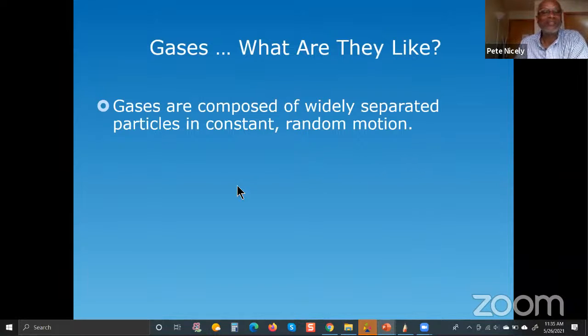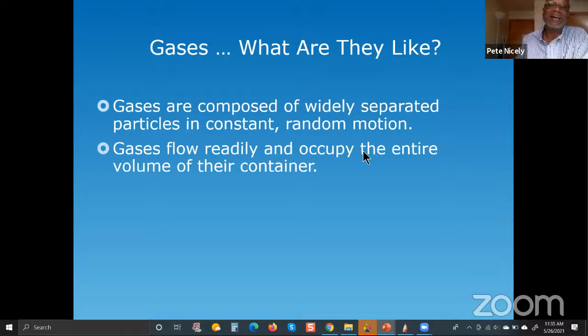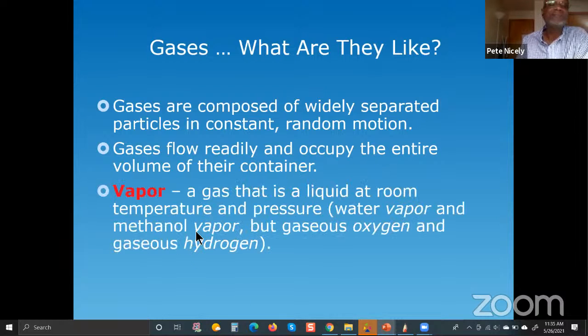Well, we know already, you should know from before, that gases are composed of particles, molecules or atoms that are always moving in random motion, and they're highly energetic. And as a result, they impart certain properties to gases. For example, gases flow readily and they spread out to occupy the entire volume of their container.